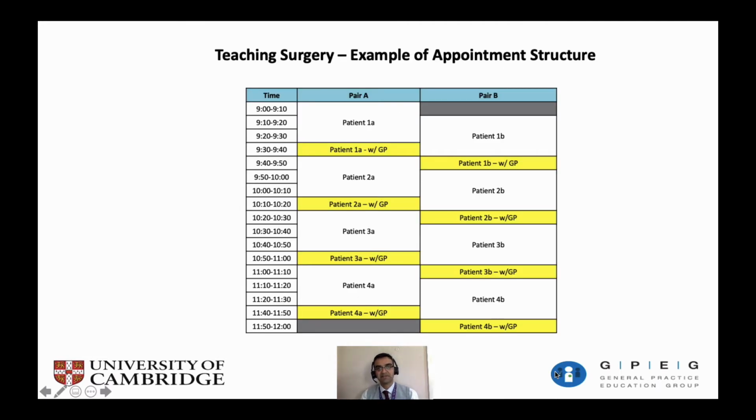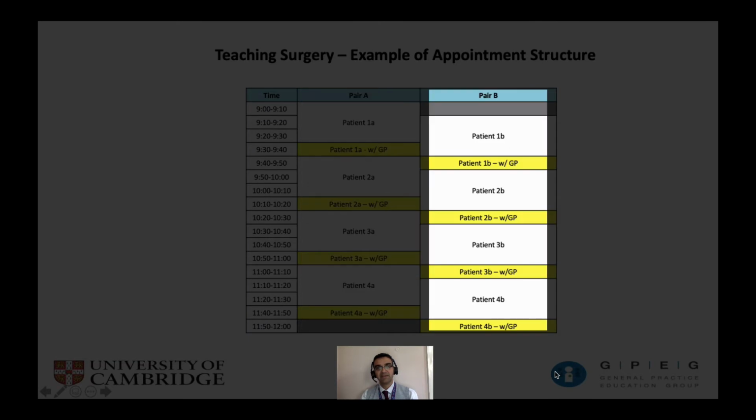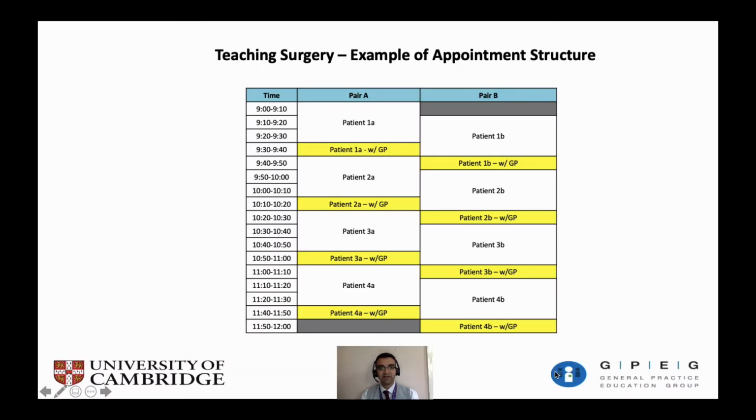So here's an example of a teaching surgery, the example of the appointment structure. So this is with 2 pairs, pair A and pair B. So set off pair A first, and then stagger it with pair B. So pair B starts 10 minutes after pair A. And so for pair A, they see the patient 1A for the first half an hour, then the GP comes in and does their bit.